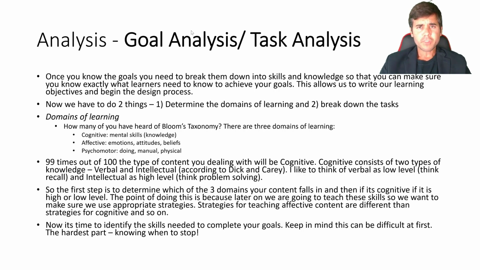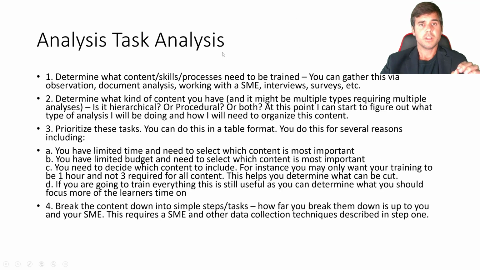So cognitive usually consists of two types of knowledge, high level and low level. So we have our main goal, and we are starting to think, what are the tasks that we have to do? All right, so now it's time to start to actually come up with our tasks or our goals. It seems very difficult at first to do this, and I think the hardest part of a task analysis is knowing when to stop. All right, so here's how we do a task analysis.